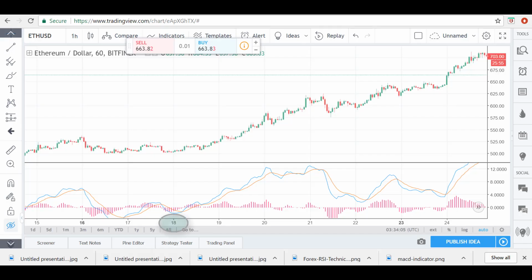On the 18th of April, we have a good example of how it works. The MACD line is the blue one and the signal line is the orange. And here, along with this bullish candle, we can see that the MACD was crossing the signal line from below. This is where we entered the market with a buying order.